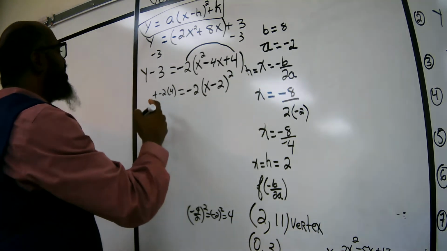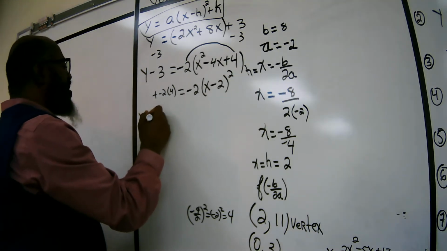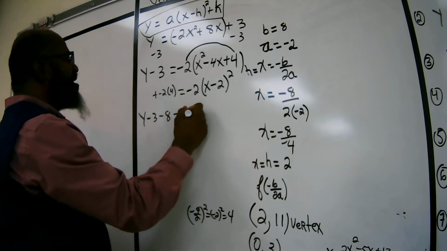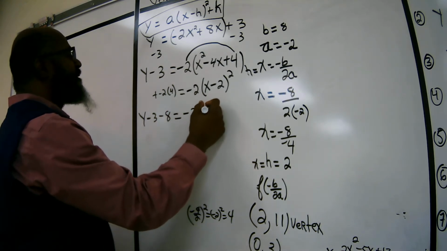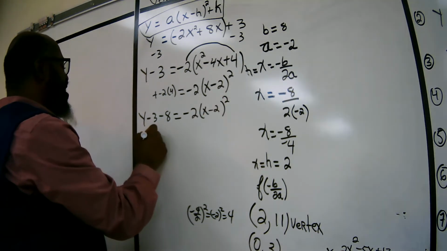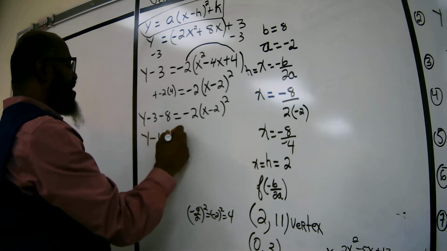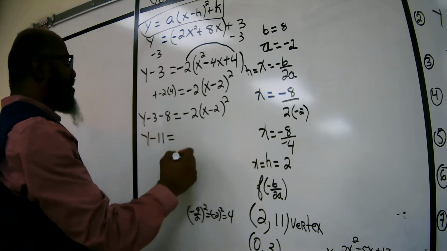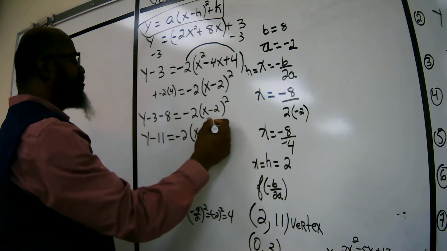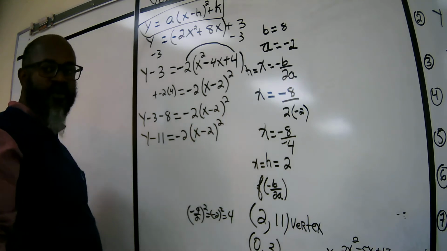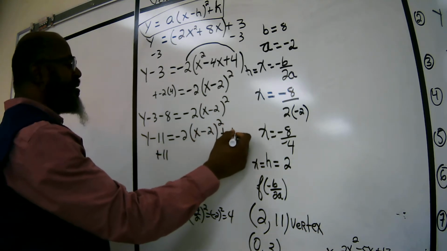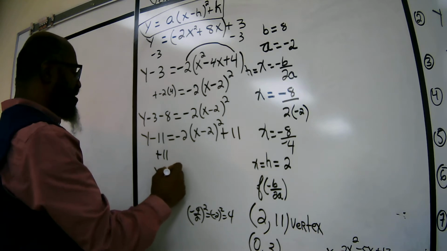So let's simplify this side. This will be y minus 3 minus 8 is equal to negative 2 times x minus 2 squared. I will have y minus 11 equal negative 2 times x minus 2 squared. Now we're solving for y. Then you add 11. And this is our equation in vertex form.